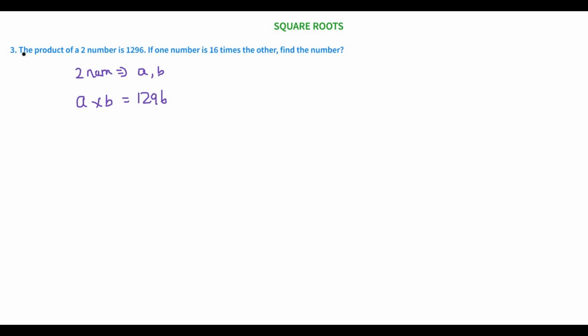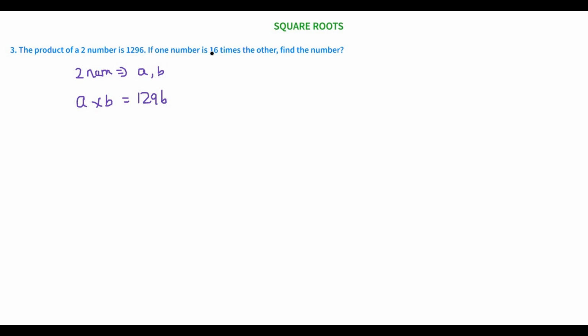So we have done the first part. The product of two numbers is 1296. So let the two numbers be A and B, and the product of them is A times B equals 1296. Clear? Now let's see the second part.